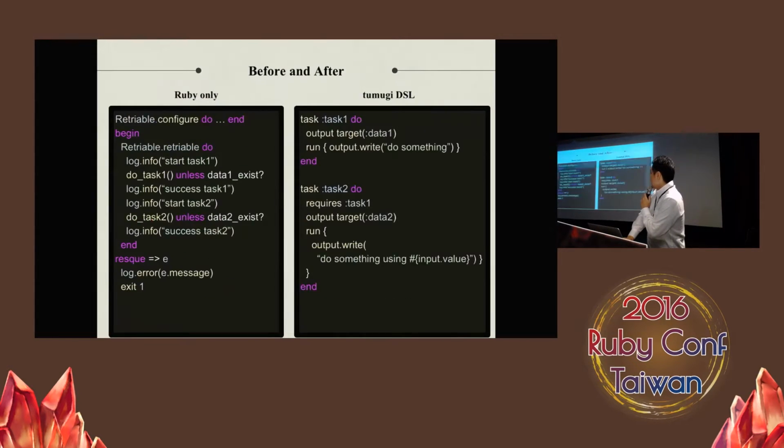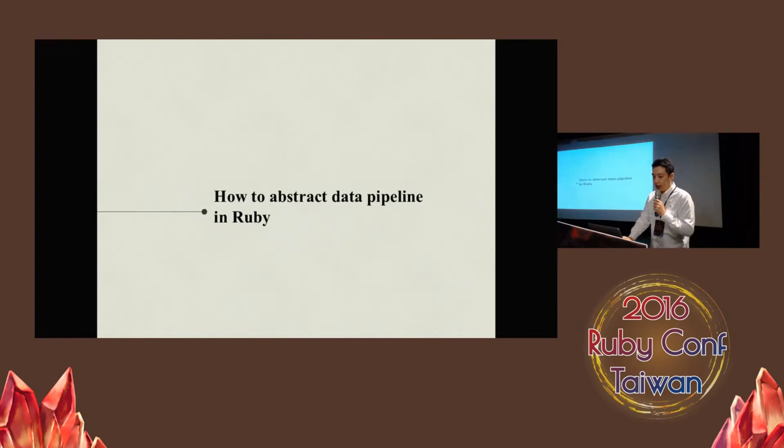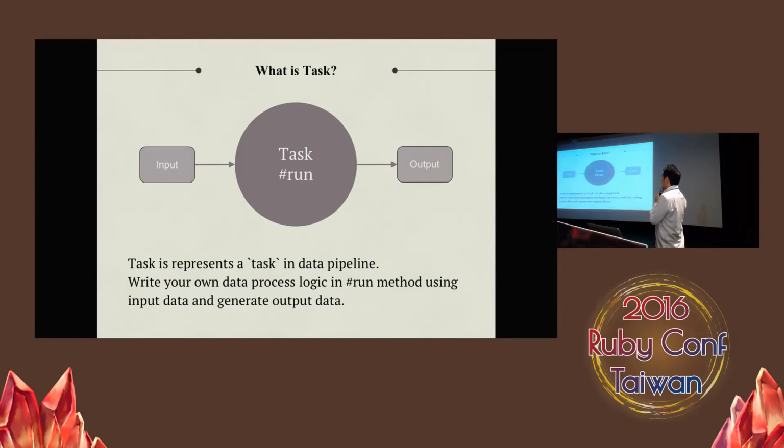Okay, this is the basics. Next, I will explain how I abstract the data pipeline in Ruby. Tsumugi has three main components: task, target, and parameter. I will explain each. First, task. A task represents a task in the data pipeline, and this is the main part of the data pipeline.